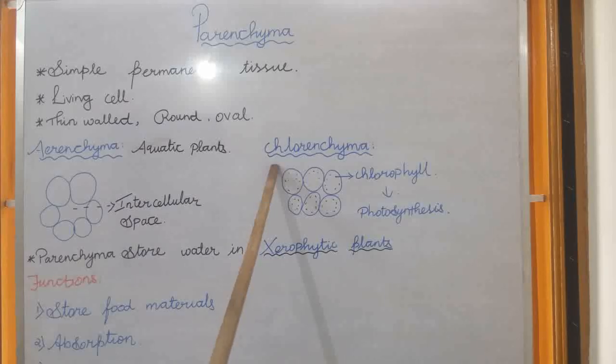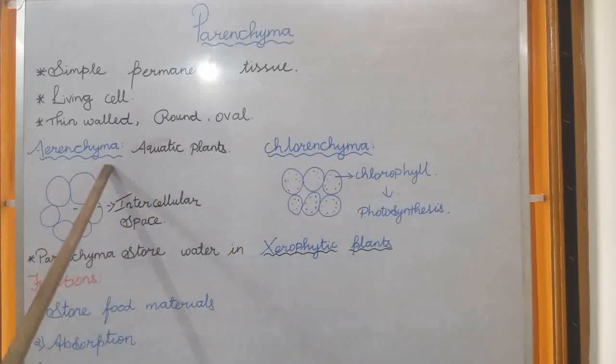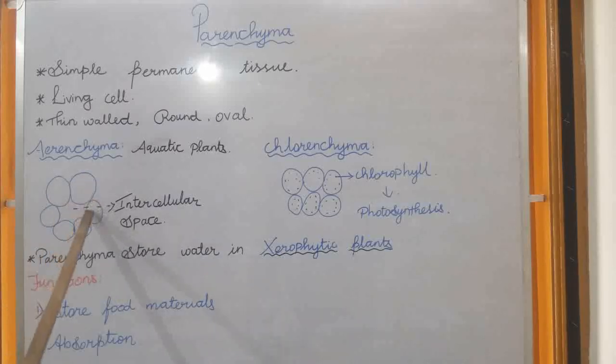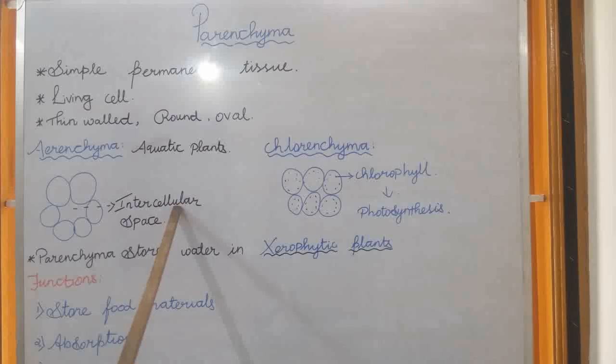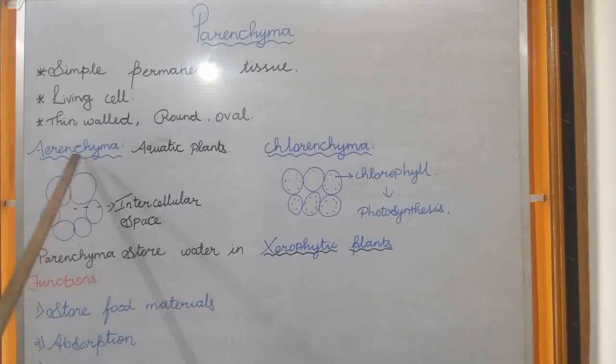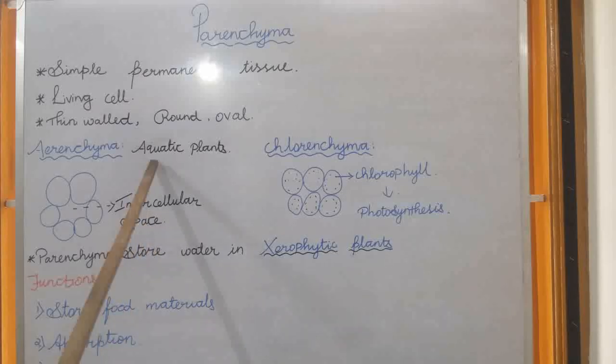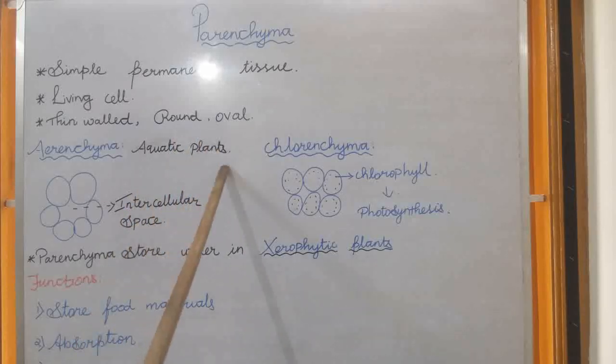Okay now, let us see one by one. What is meant by parenchyma? See these cells comprise the parenchyma. The parenchyma has a large space. This space is called the intercellular space. What is the name of the space? Intercellular space. So, the parenchyma has a large intercellular space. It is found in the aquatic plants. This is the one type.